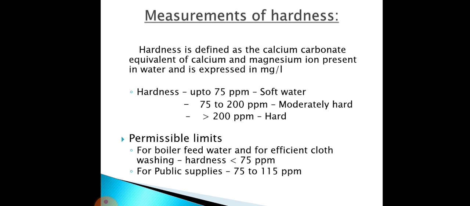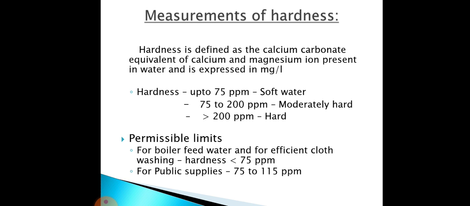So coming to the measurement of hardness. Hardness is defined, like I told you, as the calcium carbonate equivalent of calcium and magnesium ions that are present in water. And here again it is expressed in milligrams per liter. For a hardness value up to 75 parts per million, we can say the water is soft water, and between 75 and 200 parts per million, we can say it is moderately hard, and for hardness value above 200, we can say the water is hard.